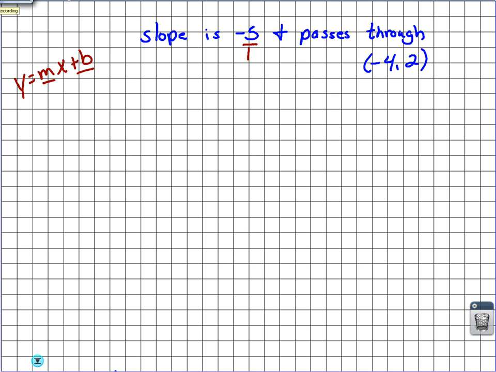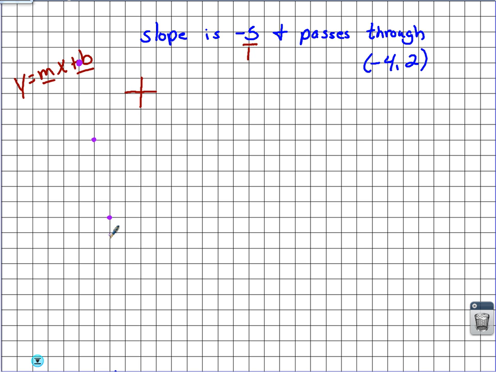Okay, I've switched graph paper here, and I'm going to put my origin, my 0,0, here, and try to graph this. So I'm passing through the point -4, +2. So 1, 2, 3, 4, 2. Here's my point -4, +2. A rise and run of 1, 2, 3, 4, -5/1.